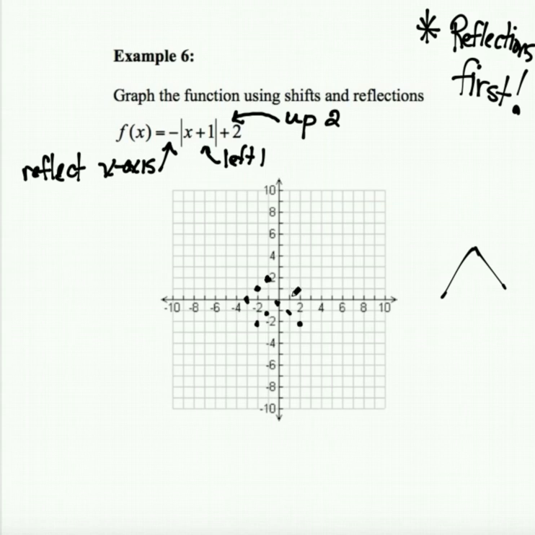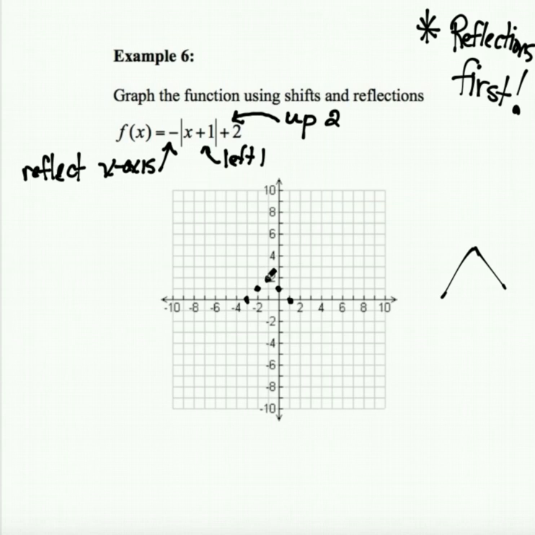The point 1, -1, again, left 1, up 2. And you can see I'm still going to get that V, and it's still going to be upside down. It's just every point is shifted to the left 1 and up 2. And this last point, I'm going to go left 1, up 2, and I'm going to erase my intermediate points. You can leave them on your graph so you can see, but I'm going to erase them just because I want the graph to be clear for you guys.